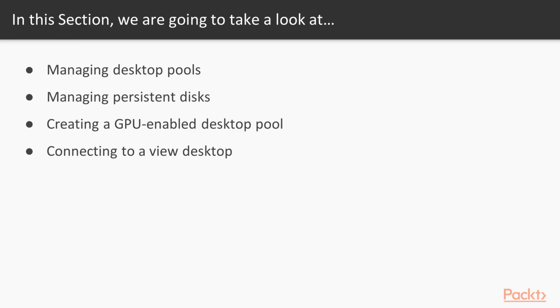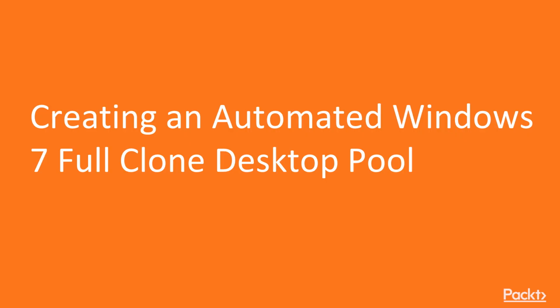And then we will create one final desktop pool for our hardware accelerated graphics desktop. To finish the section, we will connect to Horizon View and look at how to connect to the virtual desktops within the pools. So let's now move on to our first video of the section and let's create the first desktop pool in the example lab environment.